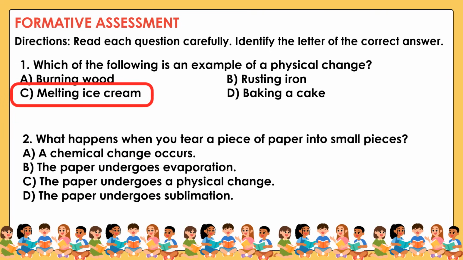Number 2. What happens when you tear a piece of paper into small pieces? A. A chemical change occurs. B. The paper undergoes evaporation. C. The paper undergoes a physical change. Or D. The paper undergoes sublimation. The correct answer is letter C. The paper undergoes a physical change.